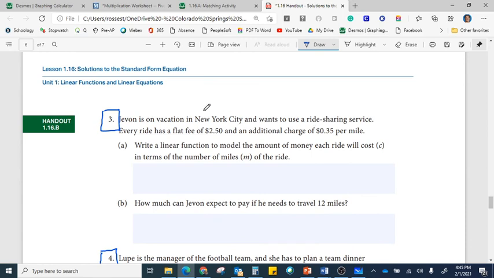Let's see. Number 3 is standard form. Pretty basic, right? Or actually, let's read it. Javon is on vacation in New York City and wants to ride. Okay, this one right here is not standard form. This is going to be the easiest way to work. This one is slope-intercept form, because you have a flat rate, that's your starting point. That's your y-intercept. You're going to have your slope, which is your rate of change, and that's 0.35. So slope-intercept form would be best for that one.